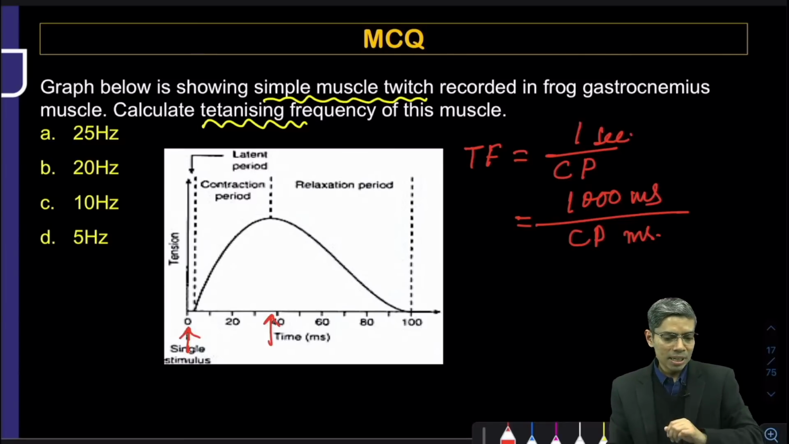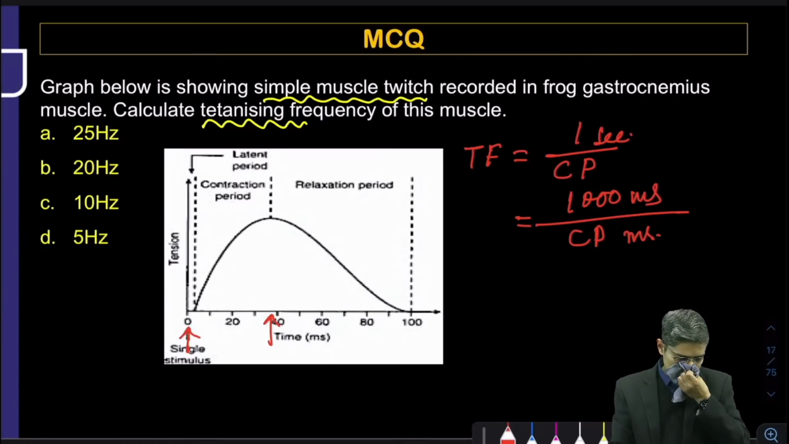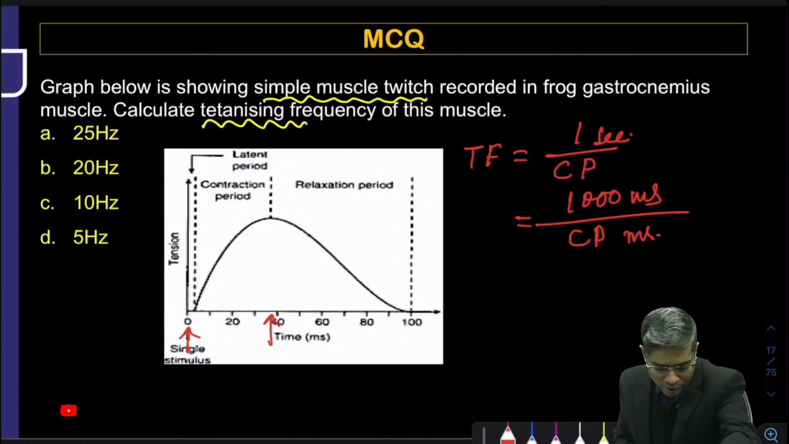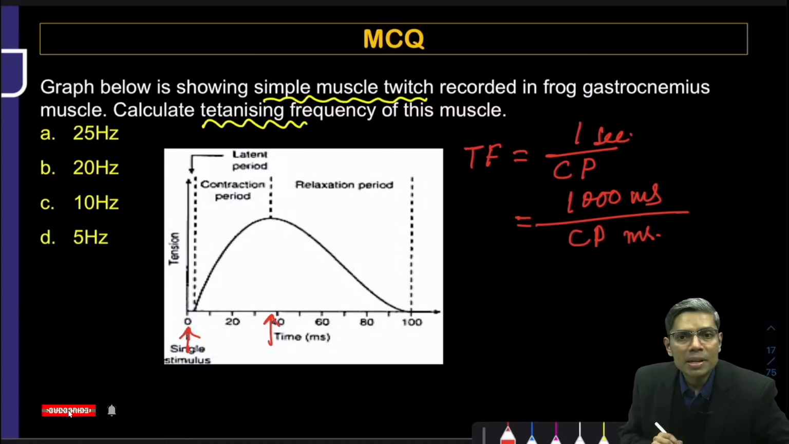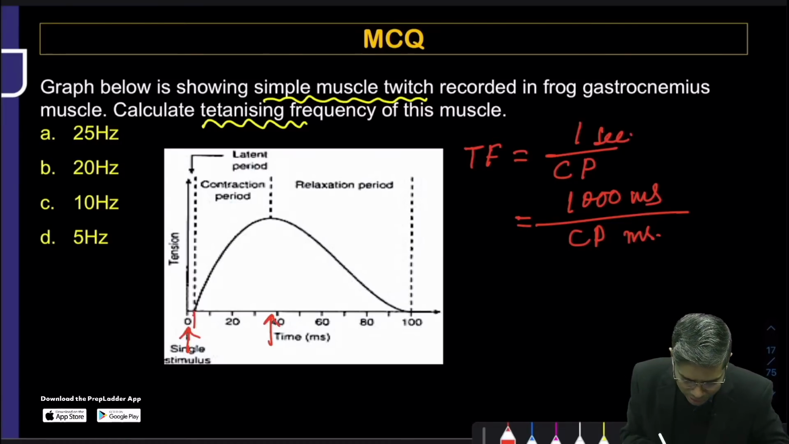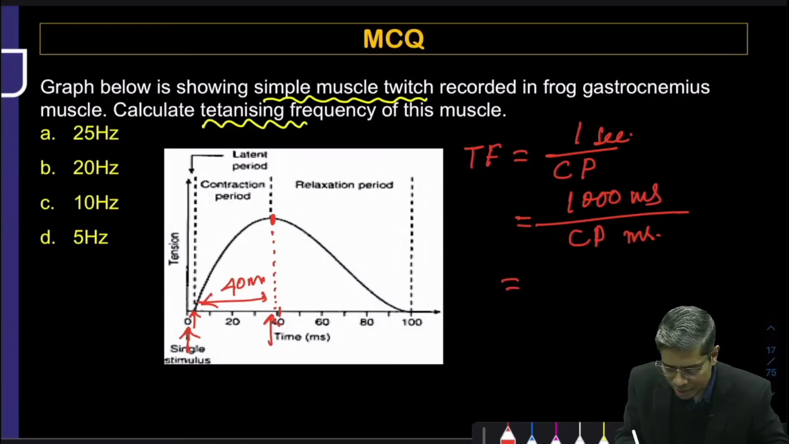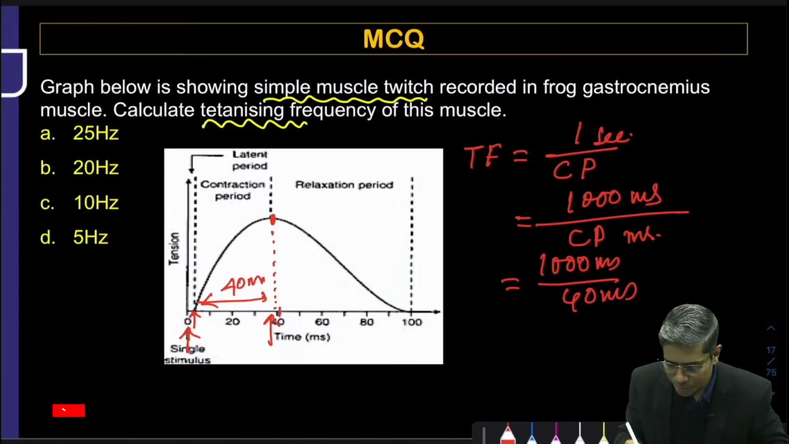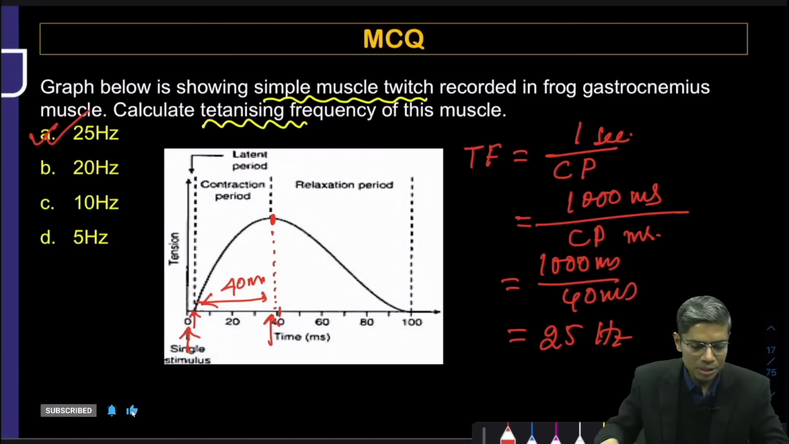So the basic bottom line I have to understand from here, sorry for the disturbance, is that in this simple muscle twitch, you find out the period of contraction, the duration of contraction. You can find here that it is starting almost from 0 and the contraction is up to this level. If I drop a perpendicular from here, the duration of the contraction period is 40 millisecond. So if I divide 1000 millisecond upon this 40 millisecond, the contraction period duration, this will be 25 Hertz, and that's why the answer here is 25 Hertz.